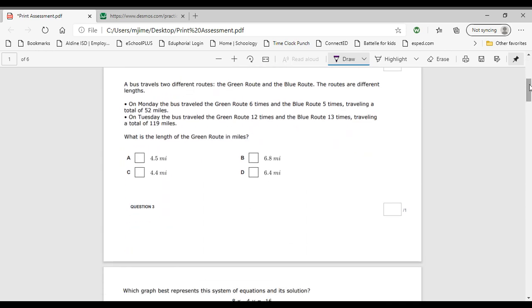Alright, we have this one about the bus traveling 2 different routes, the green and the blue. So we automatically know that one's going to be X, the other one's going to be Y. So everywhere that I see those, I'm going to put X and Y. Alright, and then I know they want X. Okay, so we get 6X plus 5Y equals 52.